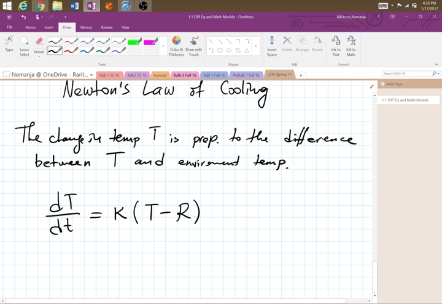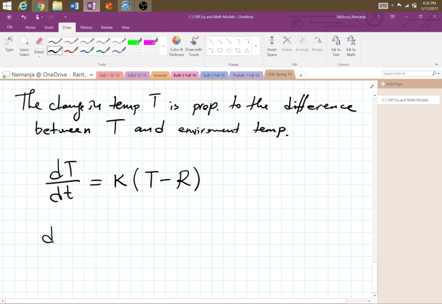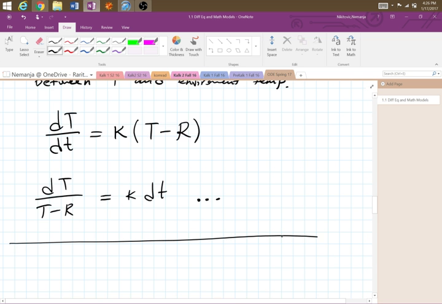This is another separable differential equation where you say dT over T minus R is equal to k dt, and you do the same magic of integrating everything and working it out. So I'm just going to put 3 dots there because it's the same stuff over and over again. And you have to use the u sub here, so whatever.